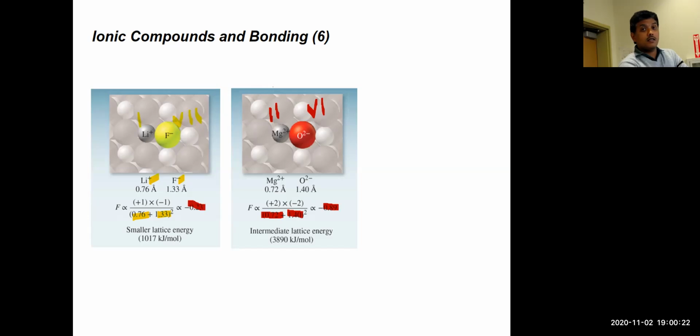So what it says is, the higher the charge, the higher the electrostatic attraction between them. Does the lattice energy indicate the same? Here you have a lattice energy in the thousands, and here you have a lattice energy close to 4,000. So it does indicate the same. The greater the charges, the greater the lattice energy, because of the greater electrostatic attraction force between the ions.